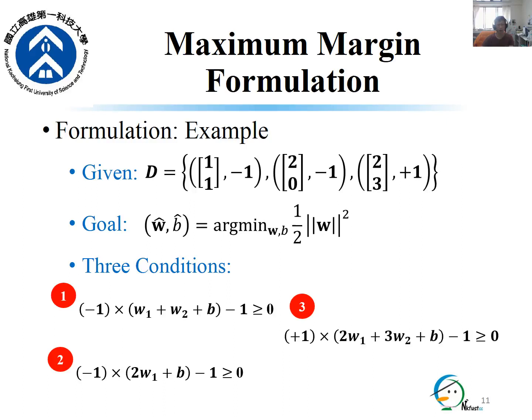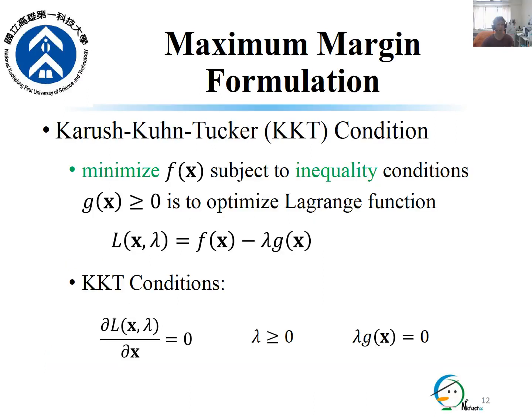In order to solve this optimization problem with inequality constraints, we have to introduce Lagrange multipliers and add the KKT conditions. KKT conditions for inequality conditions are stated as follows. If you want to minimize f of x subject to the inequality condition g of x greater or equal to 0, it equals to optimizing this Lagrange function L with Lagrange multiplier lambda and satisfying these 3 KKT conditions.